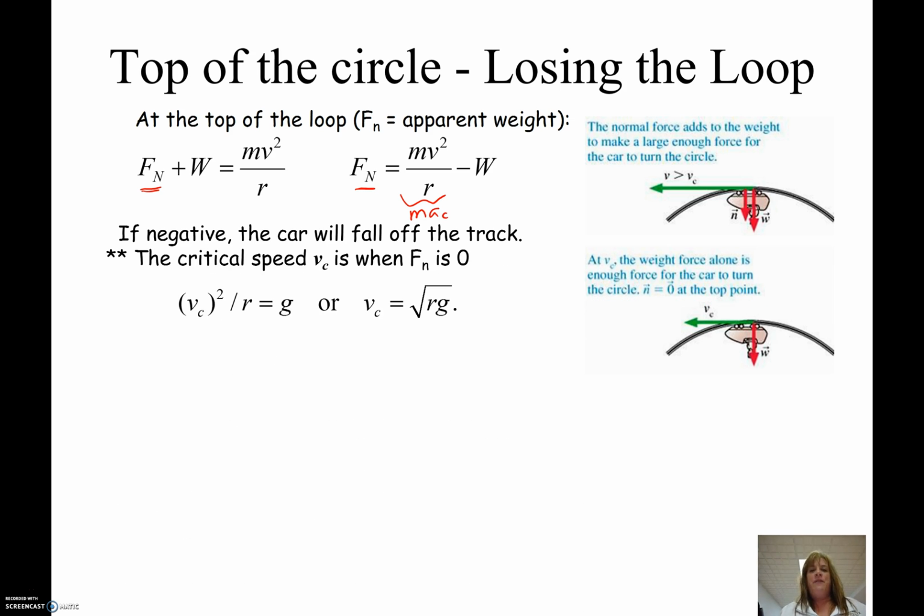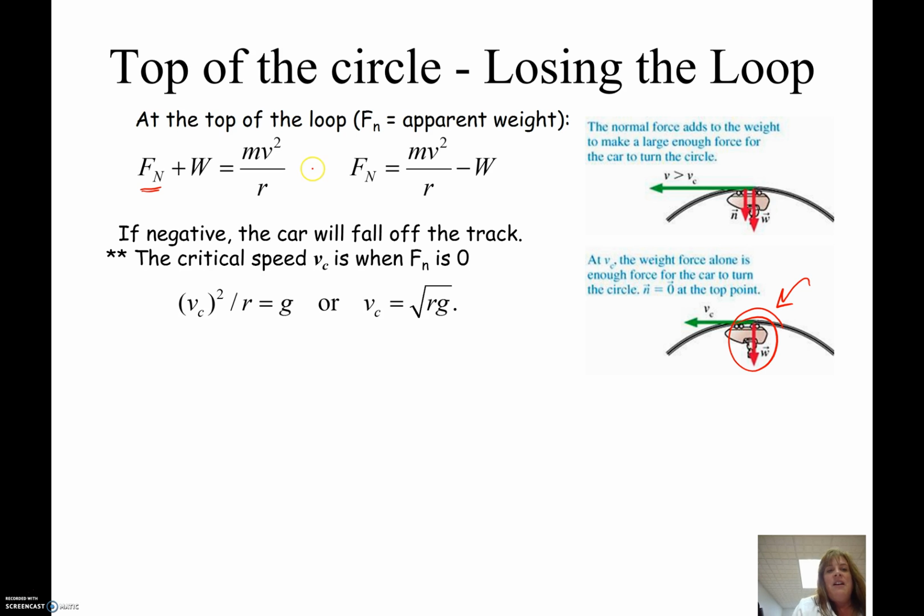Now, if ever your weight exceeds that, then you're negative and then you're losing the loop. You're gone. See ya, bye-bye. That would be bad, right? But there is a critical speed where the only force that keeps you in this loop is your weight. So there is a speed at which your normal force goes to 0.